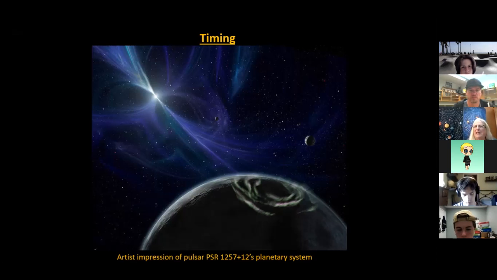Pulsars can rotate at up to 800 times a second, down to the Crab pulsar at 33 times a second. These stars are just spinning, and they're extremely accurate in their timing. So if you do notice a bit of timing difference, to the thousandths to millionths of a second, it could be because of a planet.